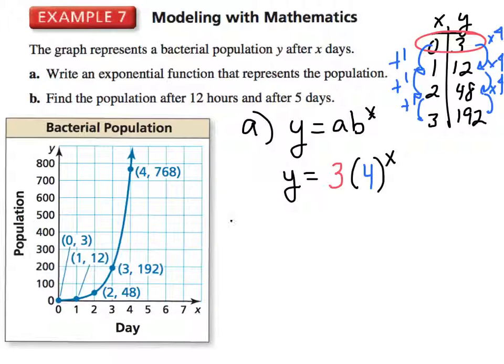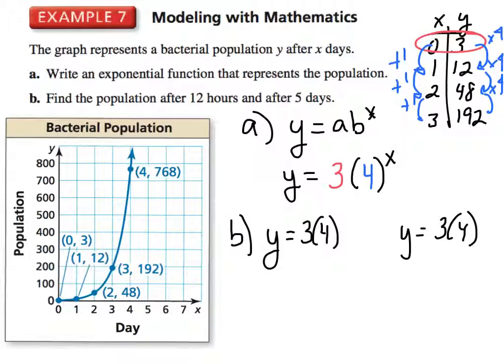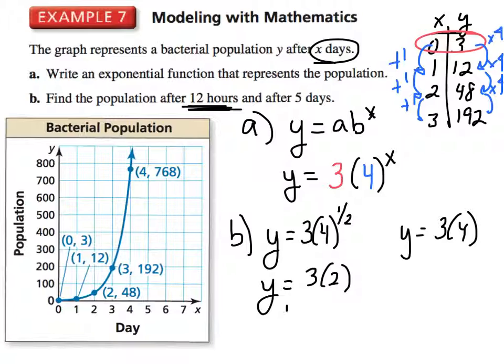So part B, we use that to answer the question. Y equals 3 times 4 to the x power. Now, it says x is days. So find the population after 12 hours. I wouldn't plug in 12 for x because that'd be 12 days. What fraction of a day is 12 hours? It's 1/2. So 4 to the 1/2 power is the square root of 4, which is 2. 3 times 2 gives me 6. So this would mean there are 6 bacteria.